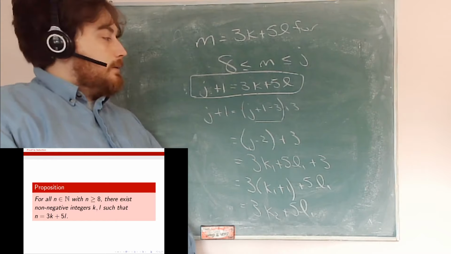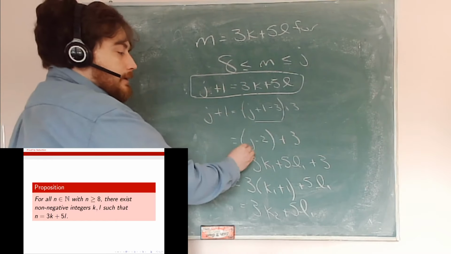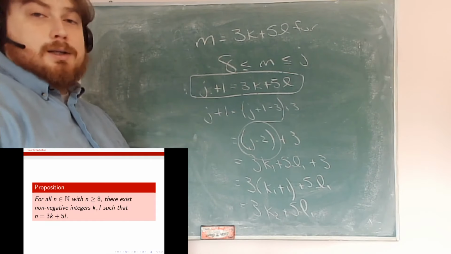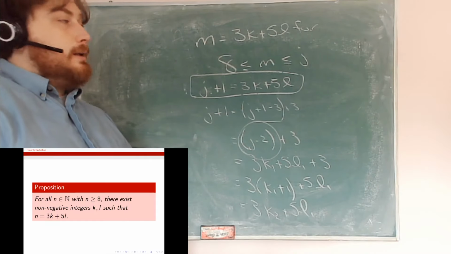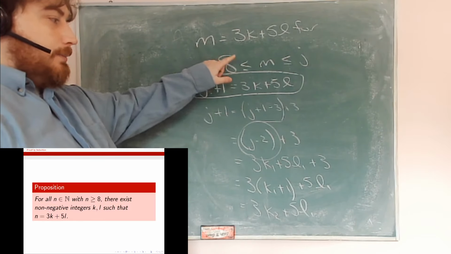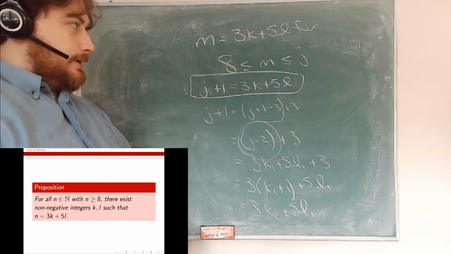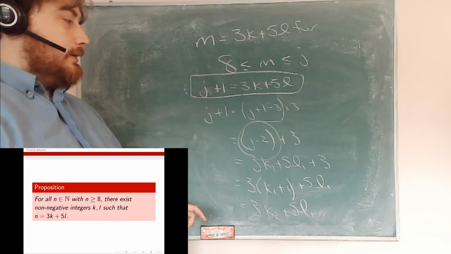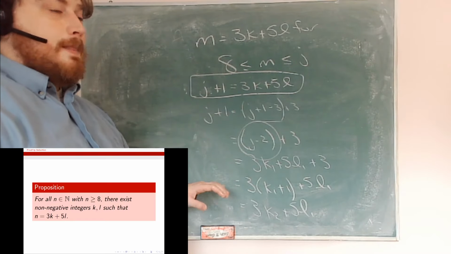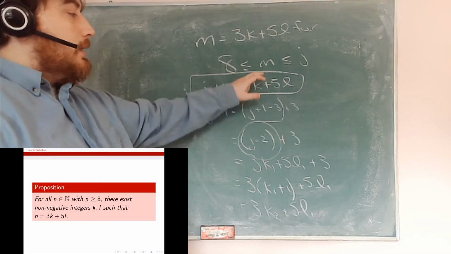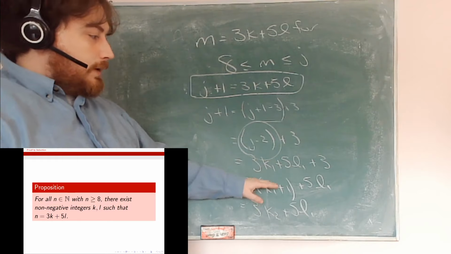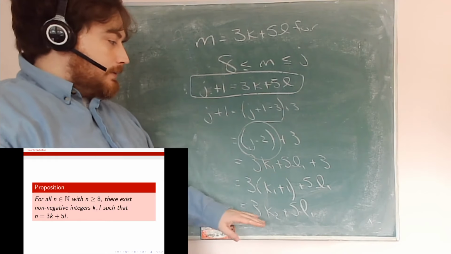Now what I want to point out here is that this was based on the assumption that j minus 2 would be greater than or equal to 8. So that means that I can't just use 8 as a base case, because if I pick 9, 9 minus 2 is 7, which is not in there. So I would have to show 9 as a base case. If I use 10, well, 10 minus 2 is 8. So then this would follow because 8 can be written in this form.